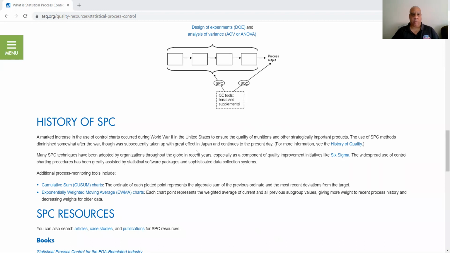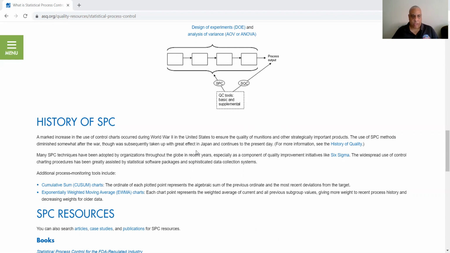Now, many SPC techniques have been adopted by organizations around the globe in recent years, especially as a component of quality improvement initiatives like Six Sigma. The widespread use of control charting procedures has been greatly assisted by statistical software packages and sophisticated data collection systems.